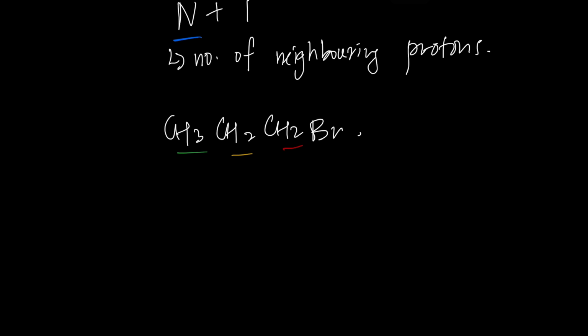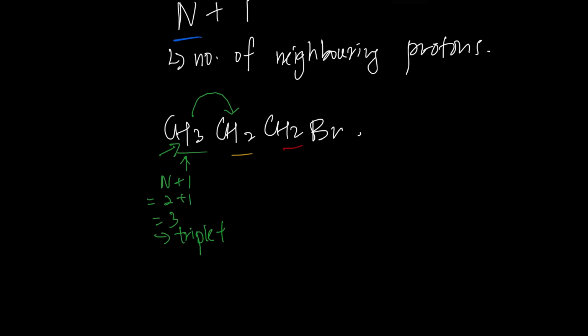For this proton, n plus 1, let's determine the n. We look at the neighbor carbon. The neighbor carbon has 2 hydrogens, so you have 2 neighboring protons. So it's 2 plus 1 equal to 3, which is a triplet. The signal given by this proton will be a triplet.